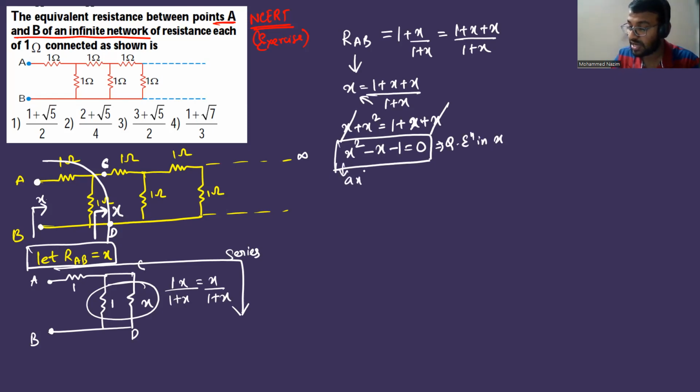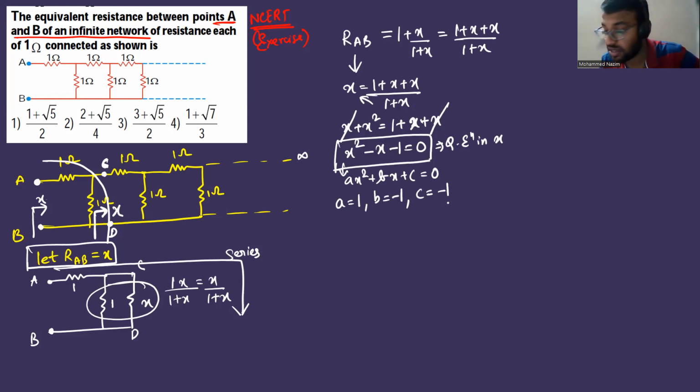This matches with what? AX square plus BX plus C equal to 0. And we see that A is equal to 1, B is equal to minus 1, C is equal to minus 1, isn't it? So what is the value of X? It is minus B plus or minus root of B square minus 4AC by 2A. If it is factorizable, you do that. If it's not factorizable, you can go with the formula method.